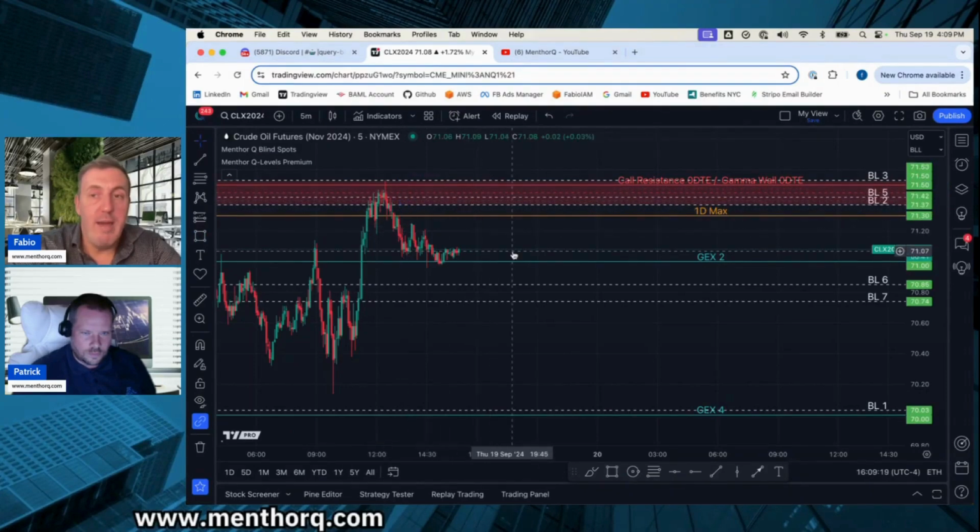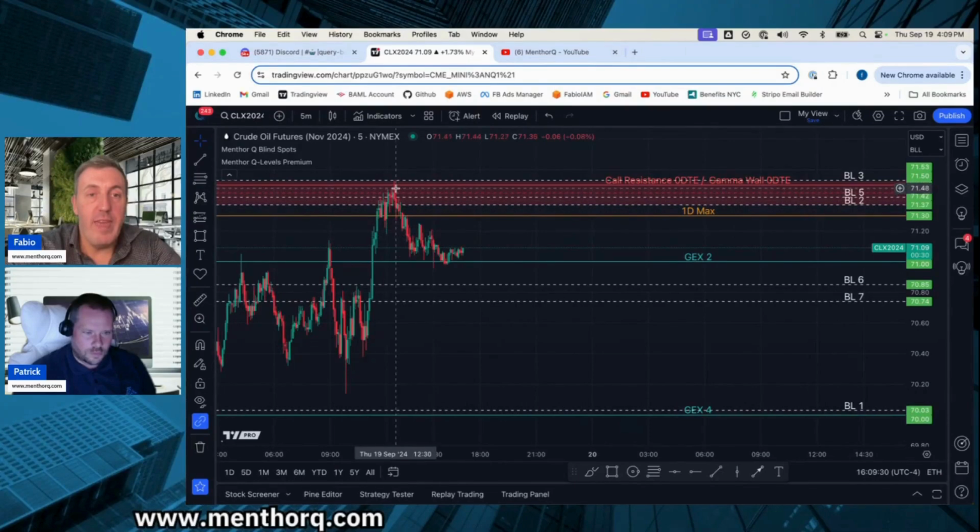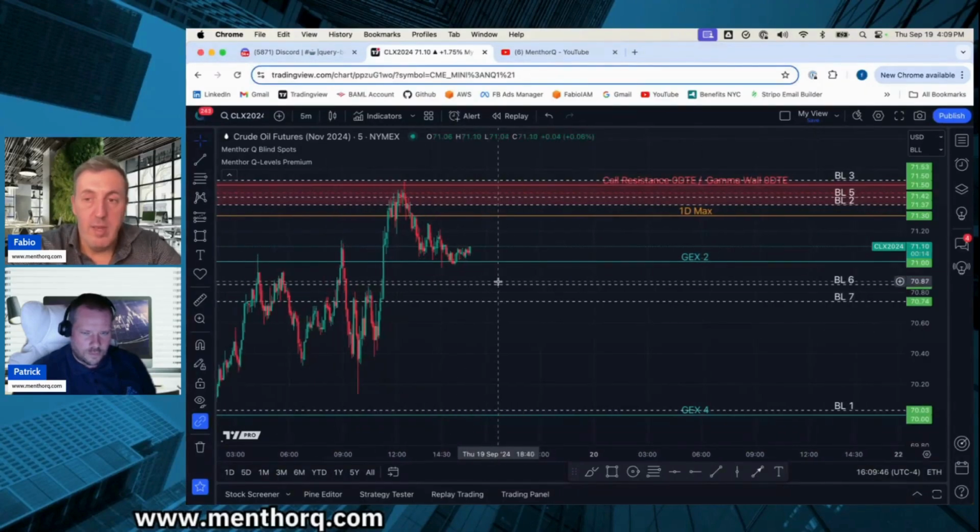So you clearly have a congestion of levels all together, within this 20 points range here. And as we can see, that area was well respected. We saw a big pop after the 1-day max was broken, a big congestion, and then now we are bouncing back here on the GEX2, and let's see what happens in the next few hours and tomorrow.